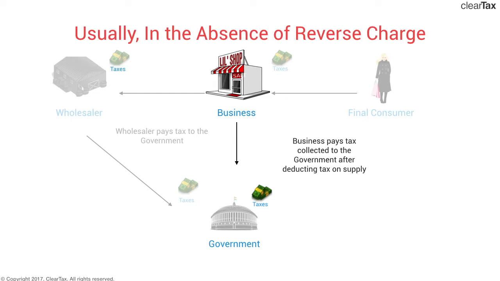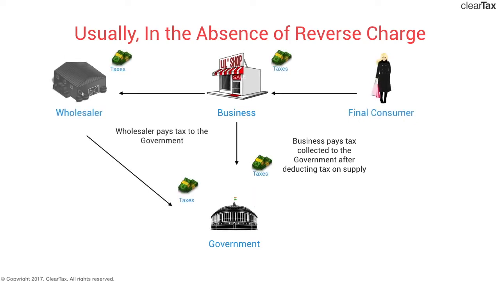And as you would have already guessed, here's where the business would utilize its input tax credit. It needs to pay only net tax to the government, output tax minus input tax. So after deducting the tax on supply, the remainder the business will pay to the government. So this is the usual case.